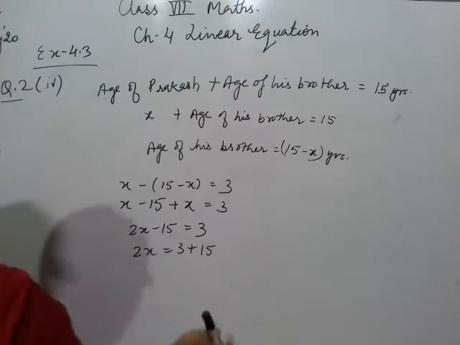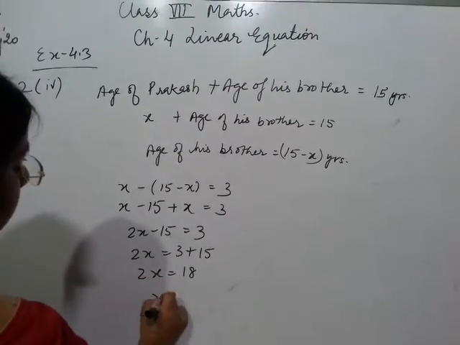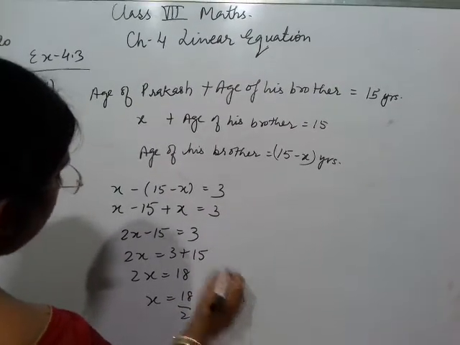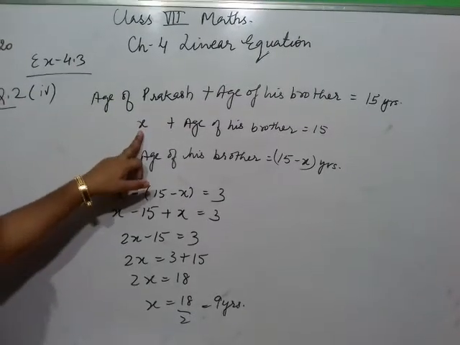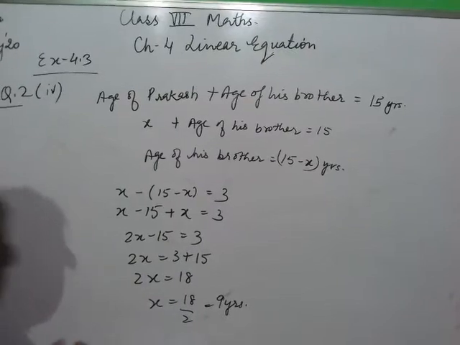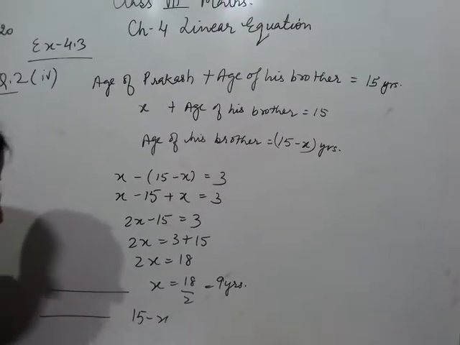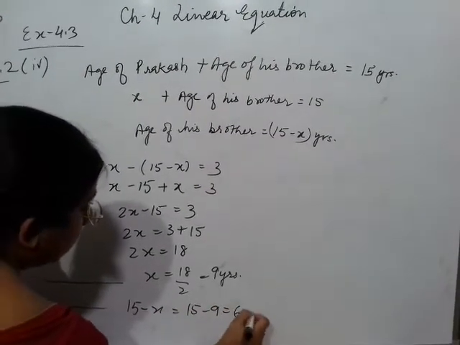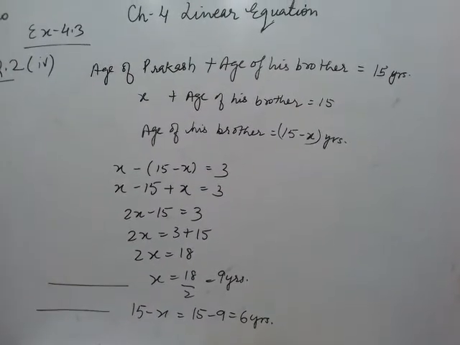This minus 15 has gone to the other side. 2x is equal to 18. x is equal to 9. Age of his brother will be, we'll write the statement over here also. 15 minus 9, that is 6 years. You have to write the statements. It is very necessary to write the statements.